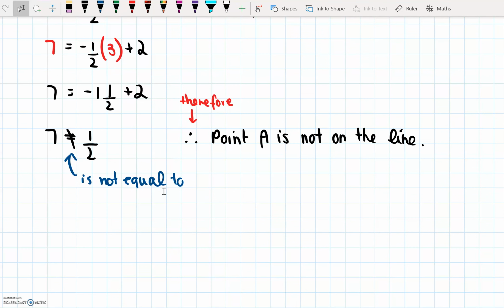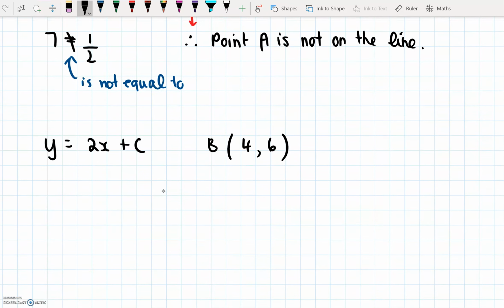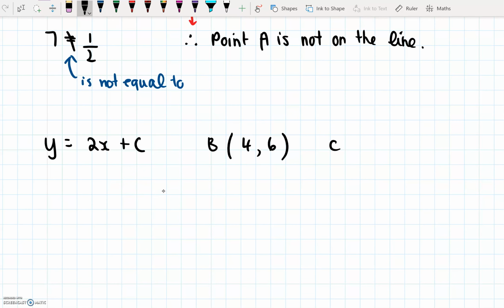Now, the other thing you might see is that we have a line y equals 2x plus c, and the point B, which is going to be (4, 6), is on this line, and we want to calculate c. I've just written it in shorthand because otherwise it's going to take too much time.